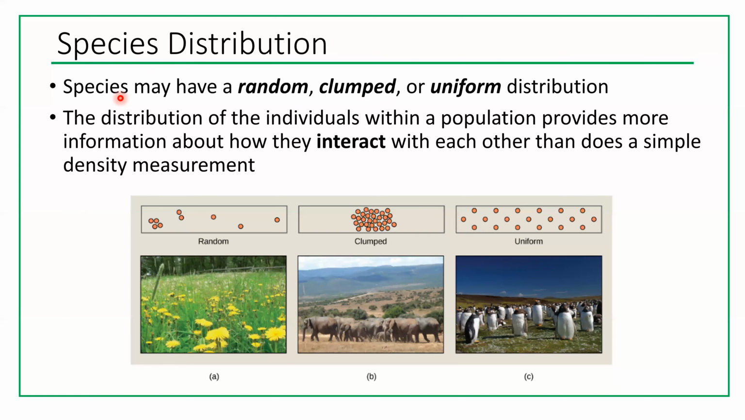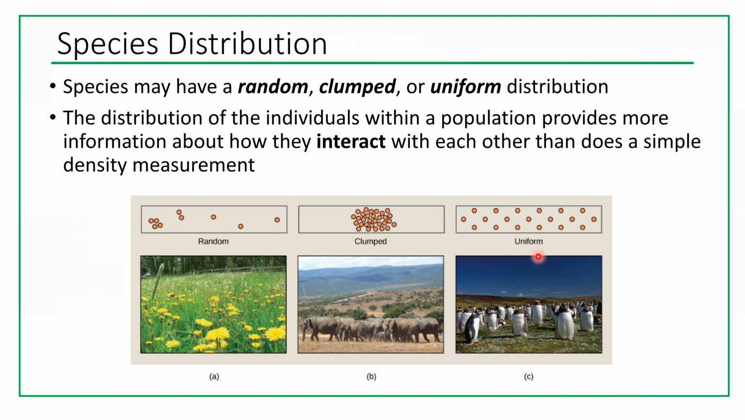And when we study the distribution pattern, it allows us to understand better how those individuals interact with each other than just simple density measurement. So here would be the random distribution. This shows us the clump distribution, and here's the uniform, right?